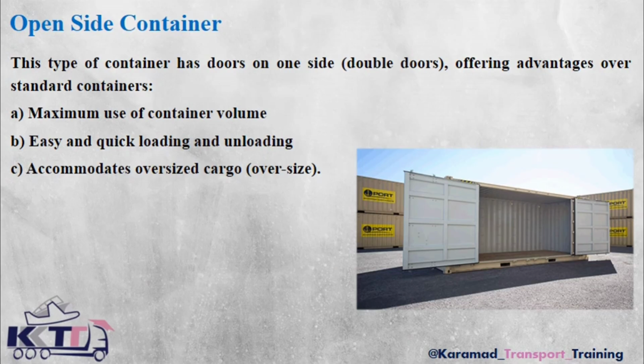Side open or open containers. The side container is a container that has a door on one side, and as you can see in the image, it has two doors, which gives it advantages compared to a normal container. First, it allows for maximum use of the container's volume. Because of the way both doors open like this, it makes loading easier and the loading process takes less time. And it can also accommodate very large or oversized goods.